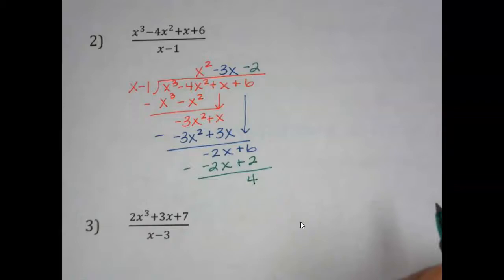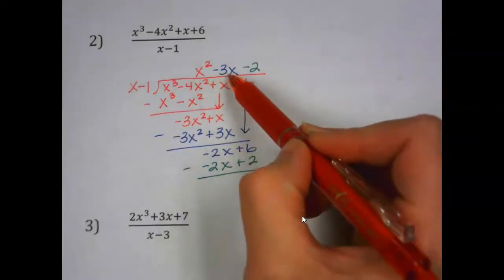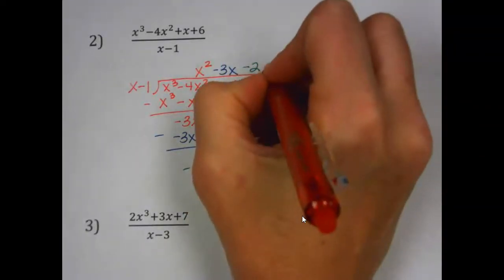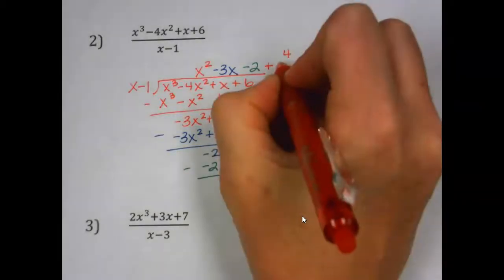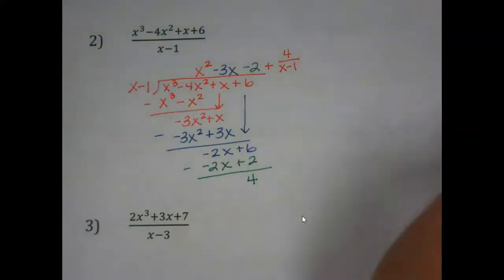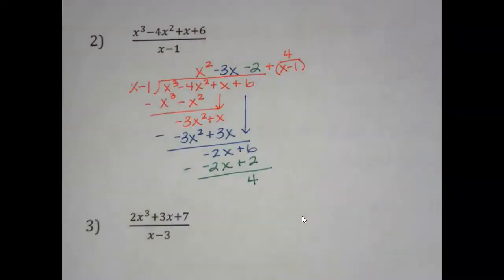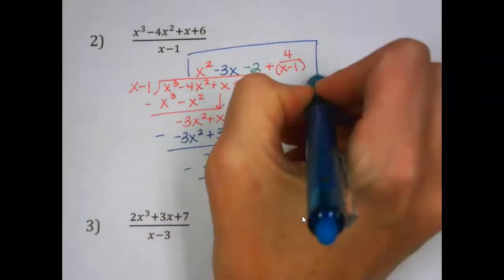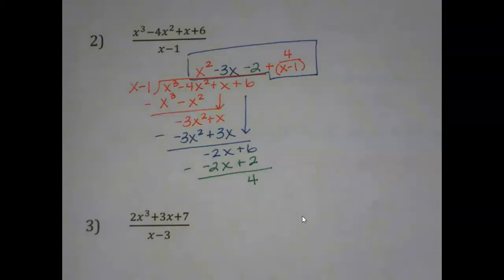So this time we do have a remainder. So remember that remainder has to go above what you were dividing by. So I have x squared minus 3x minus 2. I have to have a plus sign here. Plus 4, my remainder, over x minus 1. Now when you're typing it in the computer, you need parentheses around that denominator. But this whole thing is your answer. x squared minus 3x minus 2 plus 4 divided by, in parentheses, x minus 1.